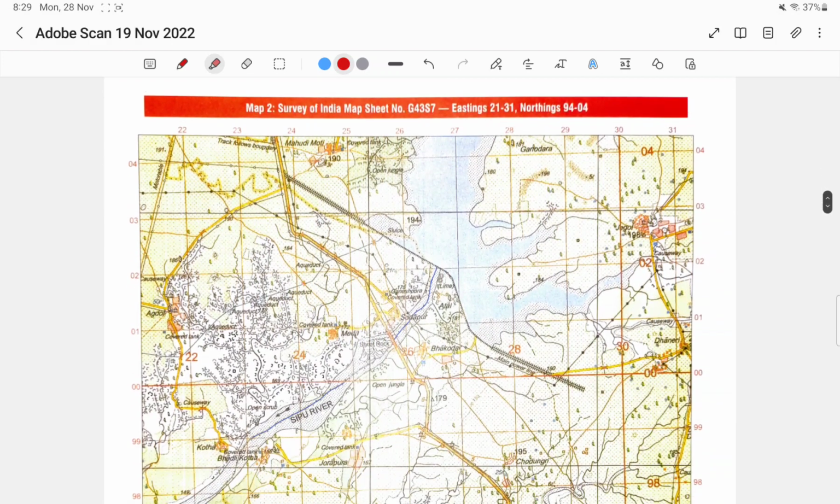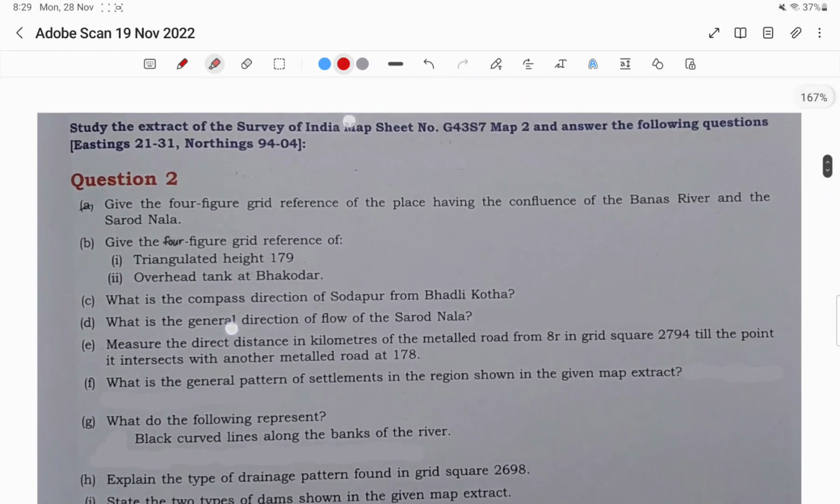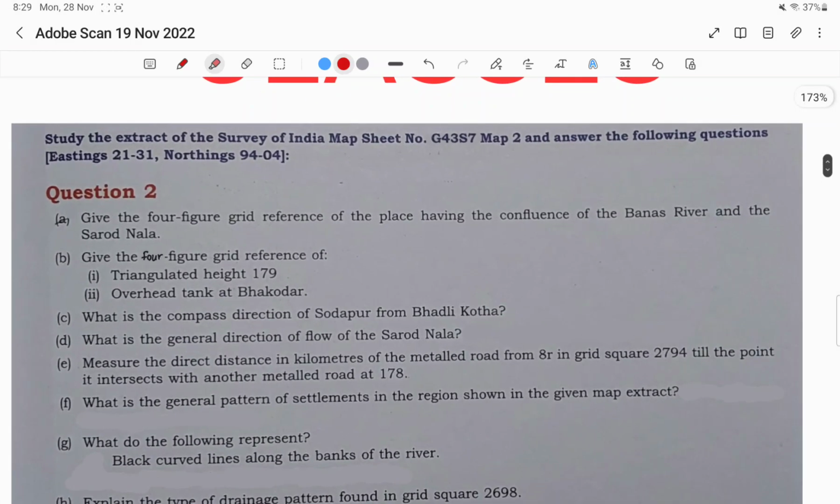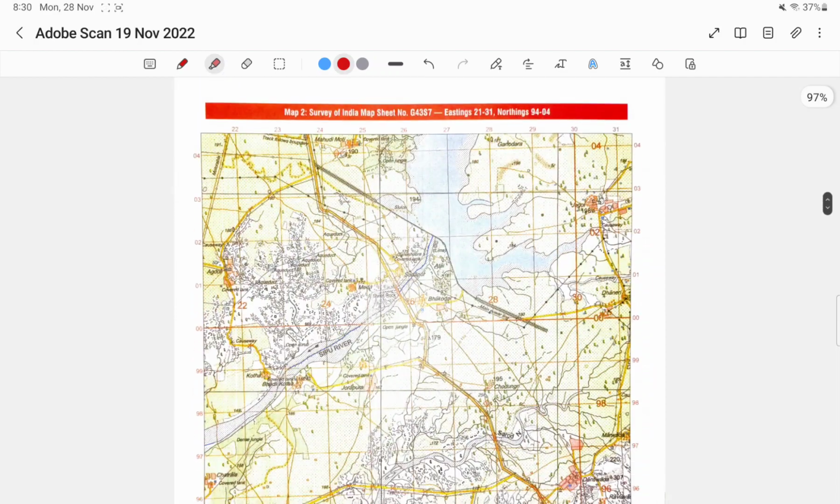So this is our topo sheet and the first question is: give the four-figure grid reference of the place having the confluence. Confluence means where the rivers meet. So having the confluence of the Banas river and the Sarod Nala. So let's jump to the topo sheet now.